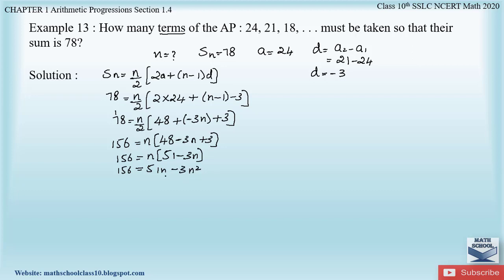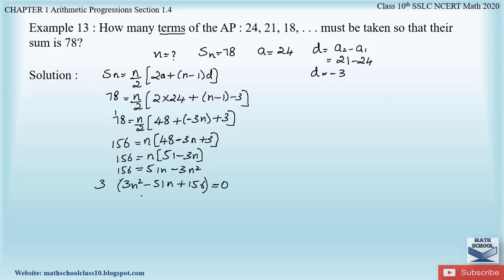Or if we send these two terms to the left hand side, we will get minus 3n will become plus 3n square, and 51n will become minus 51n plus 156 is equal to 0. Now let us take the common 3 from this equation.